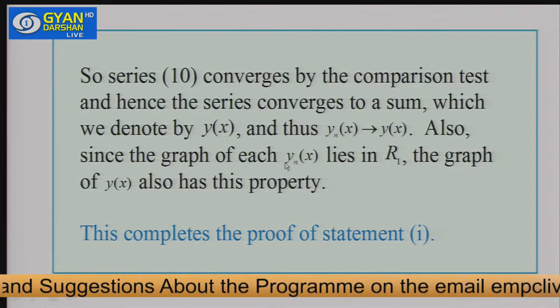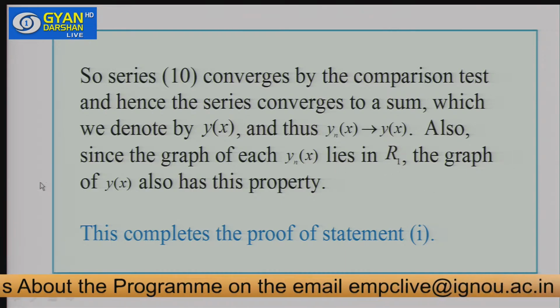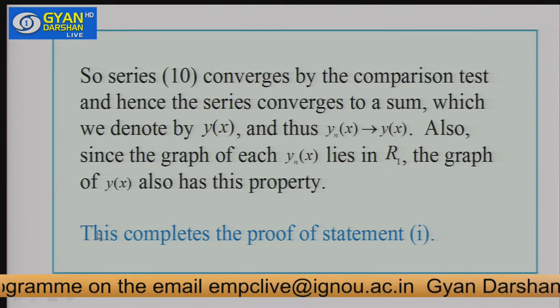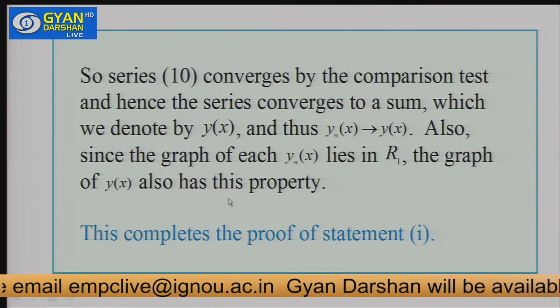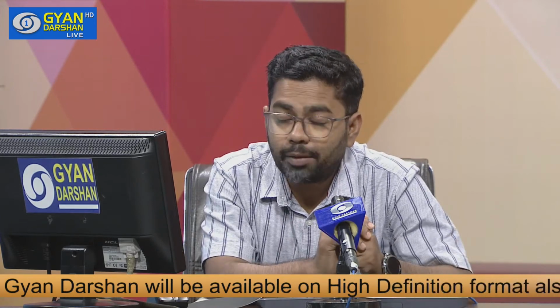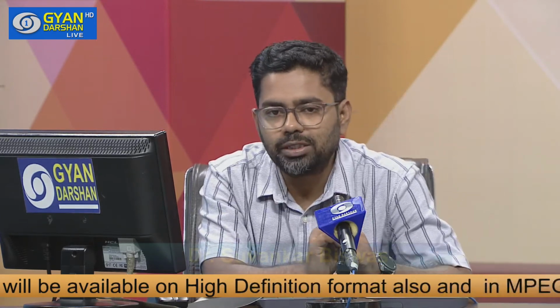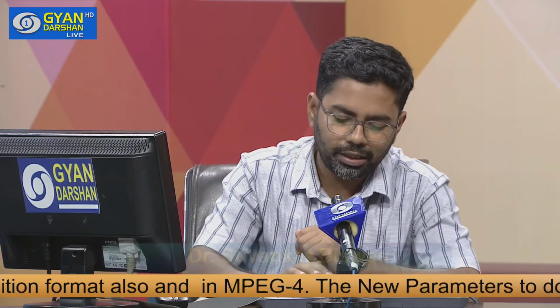Also, since the graph of each yn lies in R1, the graph of y also has this property. So this completes the proof of statement 1. And as from the statement of the Weierstrass M test, we know this is not just convergent, it is convergent uniformly. Since uniform convergence is there, if each term of your series of functions is continuous, then your limit will also be continuous. So from there we can conclude y is continuous also. That is what they have also said.